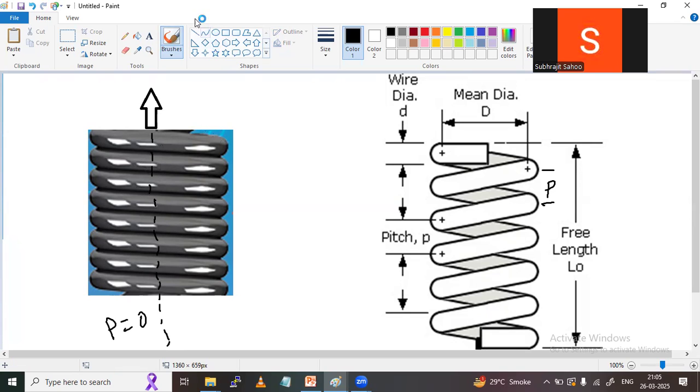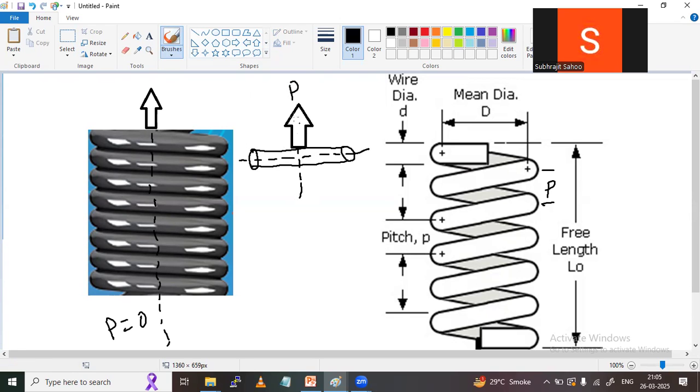Now I'll draw one spring coil here. So it looks like this, right? There is no helix angle, or the helix angle is less than 10 degrees, as I told you. And here the load is applied like this, at the center or at the axis. Now suppose the load is P. This is the spring axis.